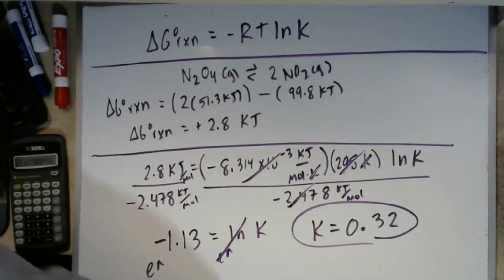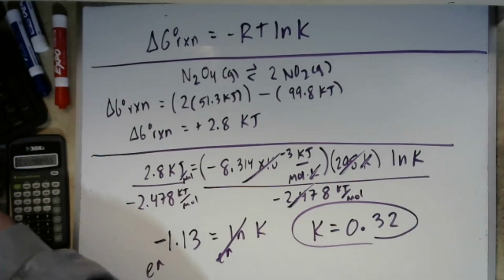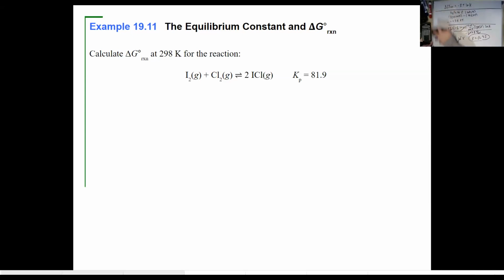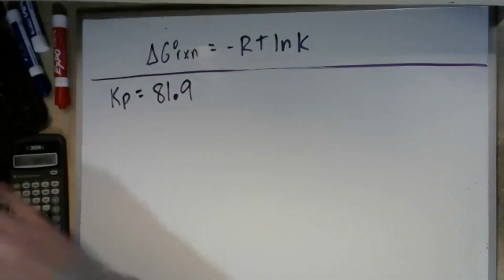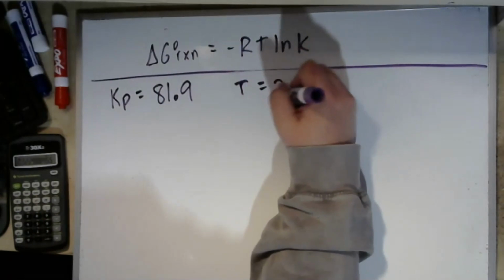Let's look at one more of those. I like this version of it because they're telling us a different piece of information here. They're telling us that the Kp value of the reaction we're looking at is 81.9 and asking us to find the delta G for the reaction from that. The reaction is still at 298 Kelvin.